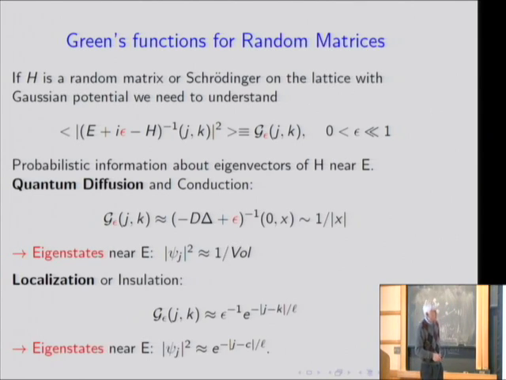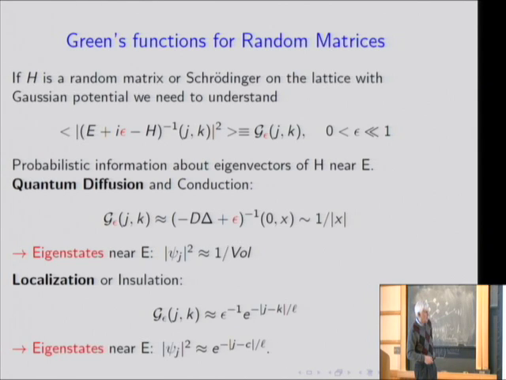And this corresponds to eigenstates which are actually spread out over the whole volume of the system. So psi j squared should look like 1 over volume. So when I sum over the volume, I get 1. And that's what the eigenstates corresponding to quantum diffusion should look like.